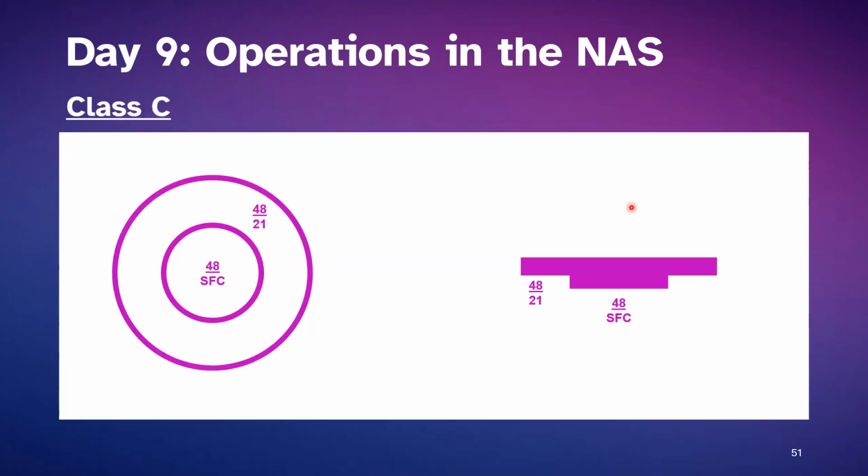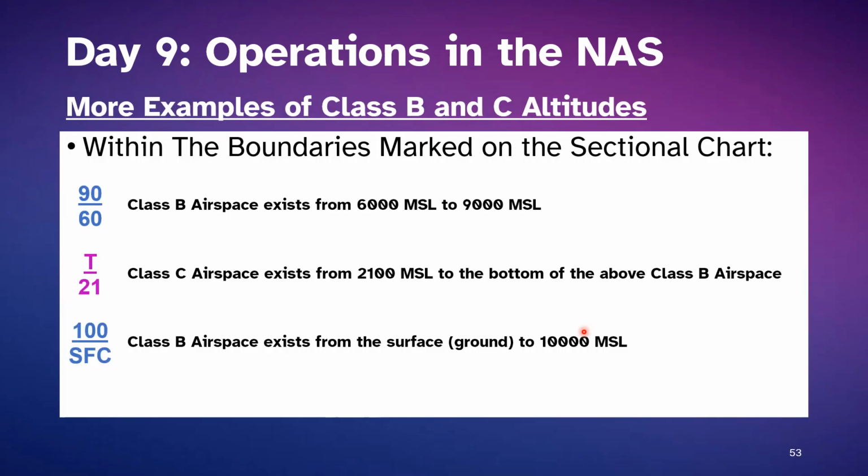So if we go back here, in this case, that SFC means that this center area goes all the way to the ground. This 21 means that the bottom of this shelf right here, this outer ring, goes from 2,100 MSL up to 4,800 MSL. And here are a couple of examples. Here are some that pretty much come right from sectional charts.